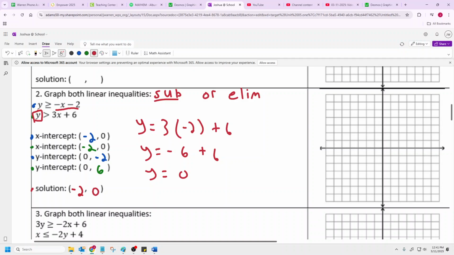So when it's all said and done, this is what I have. I have my y equals 0. Now, since I made a mistake on the last video during graphing, I'm going to push stop on this video. This is all of our points for number 2, and then I'm going to do a second video that has our graphing on this part.